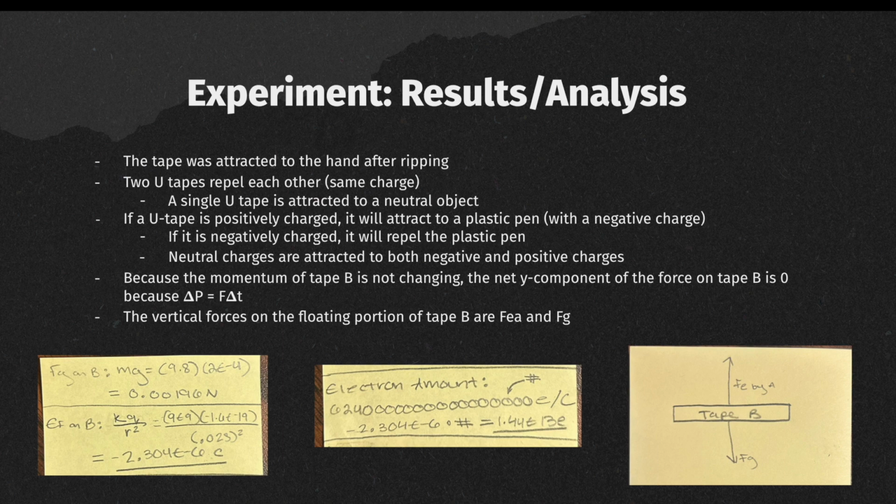Also, the vertical forces on the floating portion of the tape were the force of the electric field from A, and then also the force of gravity, as you can see in the bottom right corner. And then also in the bottom left corner, you can see how we calculated the force of gravity. It was just the weight of the tape times acceleration due to gravity. And then finally, for the electric field, we use the formula I spoke about earlier, which is the K constant times the charge over R squared. And then finally, I calculated the electrons by finding how many electrons were in a single Coulomb and then doing the calculations, which ended up being 1.44 times 10 to the 13th electrons.